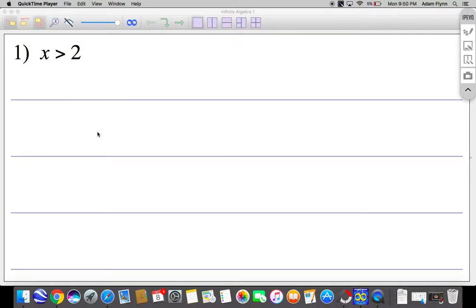This is the example video for dotted or solid, where we determine whether linear inequalities have a dotted line or a solid line when graphed. So let's take a look at this first example. X is greater than 2.